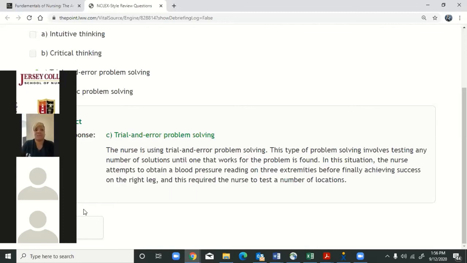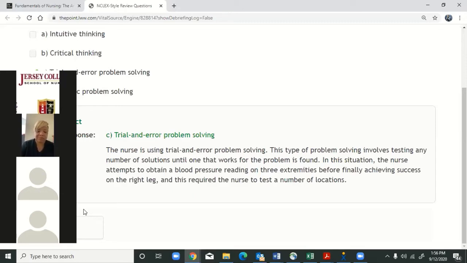So I took it on the left arm. I couldn't get a pressure. Took it on the right arm. Couldn't get a pressure. Repositioned the patient. I did this, that, and the other thing. Finally, I get a pressure of 80 over 50. I'm concerned. My patient just got discharged yesterday, all right? So I call 911 for the patient. The patient had a bleed, all right?